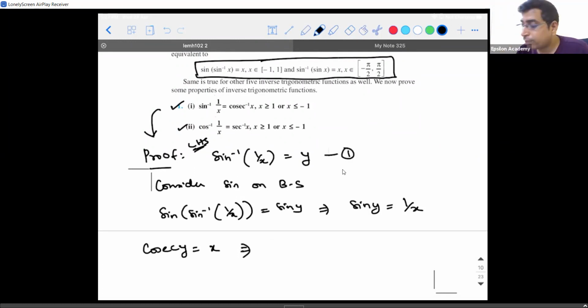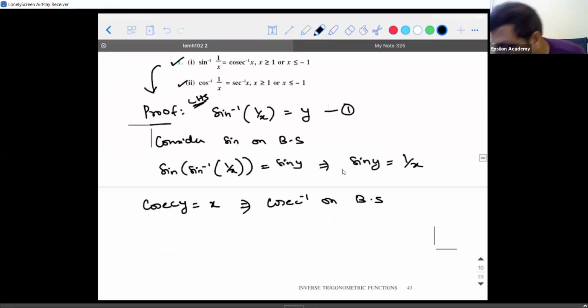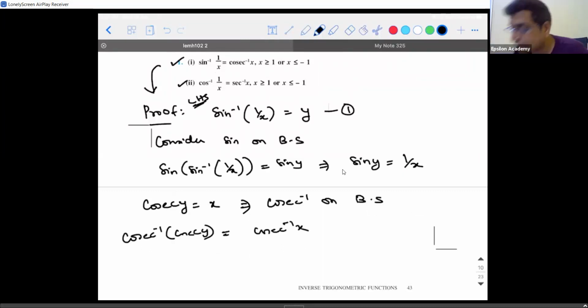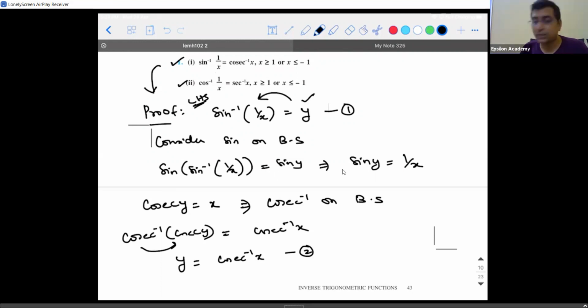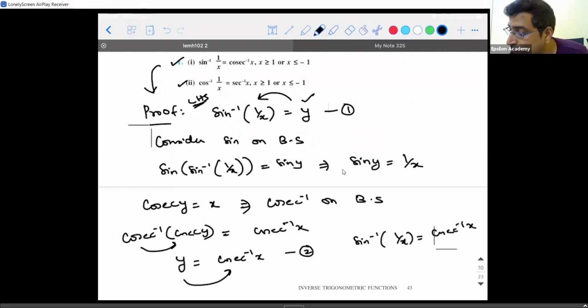If I take cosecant inverse on both sides, then cosecant inverse of cosecant y is equal to cosecant inverse of x. So cosecant inverse of cosecant y is y, which is equal to cosecant inverse of x. The first step says y is equal to sine inverse of 1 by x. The second step says y is equal to cosecant inverse of x. So I can conclude that sine inverse of 1 by x is the same as cosecant inverse of x. Does it make sense? Yes, sir. Please make a note of it.